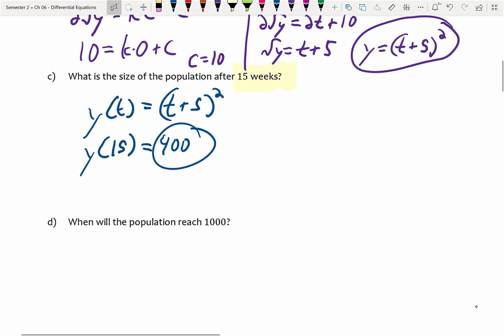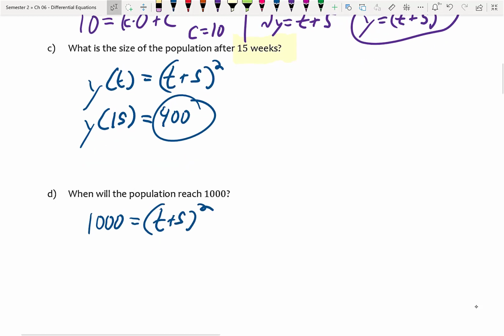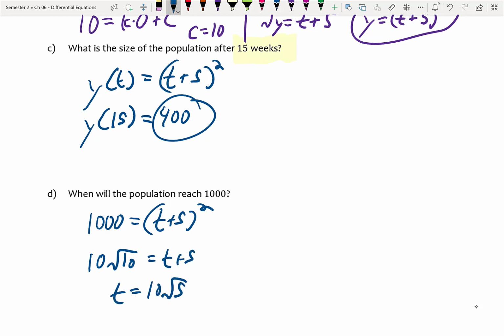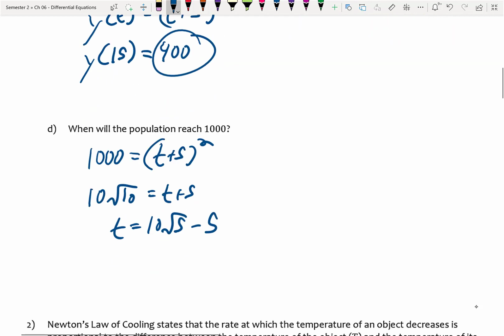And then it says, when will the population reach 1,000? This is 1,000 is equal to t plus 5 squared. Does 1,000 have a perfect square root? No, its square root is 10 root 10. So 10 root 10 is equal to t plus 5, or t is equal to 10 root 10 minus 5. And you can approximate that.